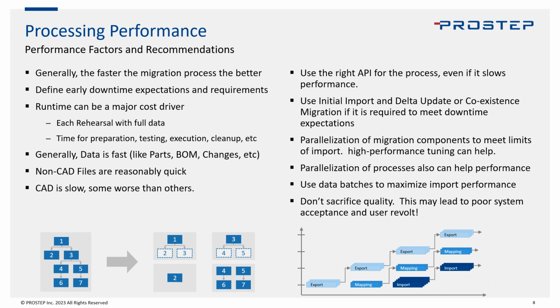Depending on what the requirements are for downtime, make sure you've got maybe an initial import and a delta update, or even a coexistence type of model. We want to be able to meet those requirements, so we need to think about how we're going to approach it early, and then define those processes to make sure your migration is good. We can handle performance by parallelizing.